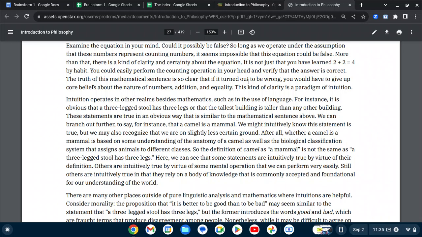You could easily perform the counting operation in your head and verify that the answer is correct. The truth of this mathematical sentence is so clear that if it turned out to be wrong, you would have to give up core beliefs about the nature of numbers, addition, and equality. This kind of clarity is a paradigm of intuition.